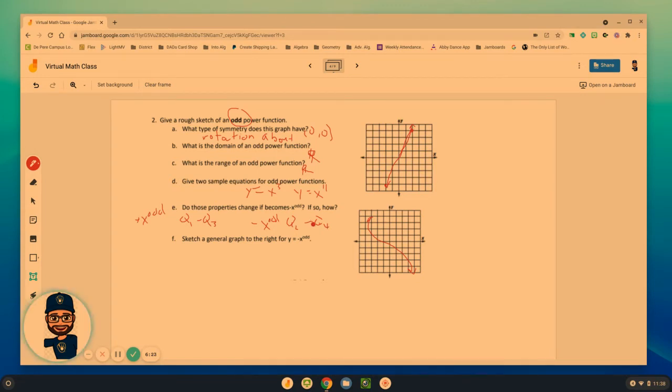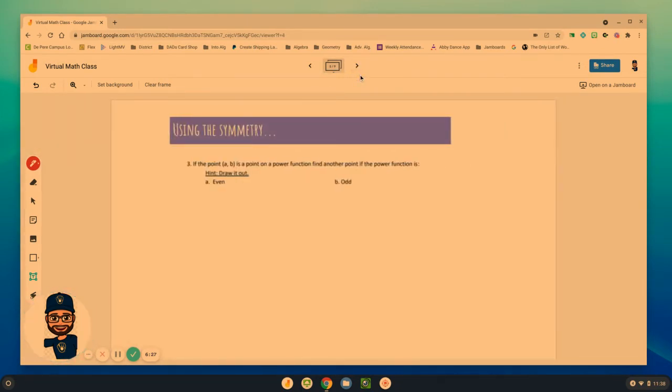Okay, so that's the general idea of what you were looking at the other day. And what happens as we're looking at this is, how do I transpose or move different points, right? If (a, b) is a point on a power function, well, that means if it's an even one, remember evens have to look like this. So the point would have to be over here, and we use our knowledge about what are the points in the second quadrant.